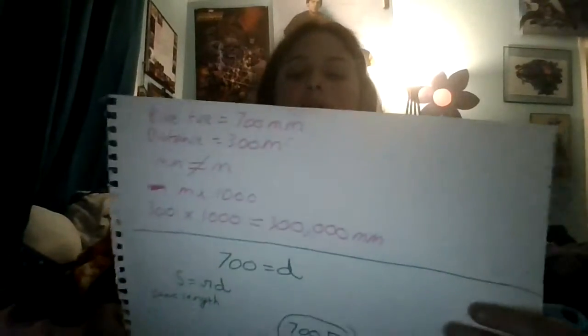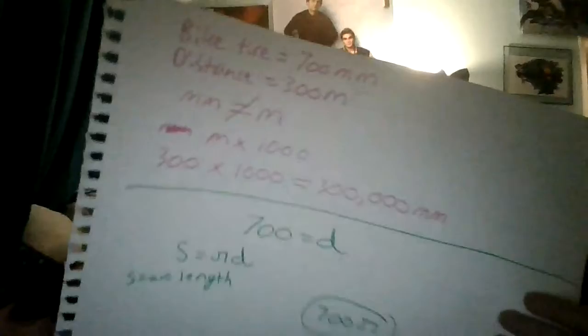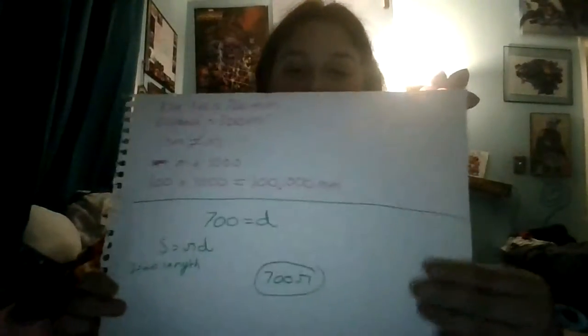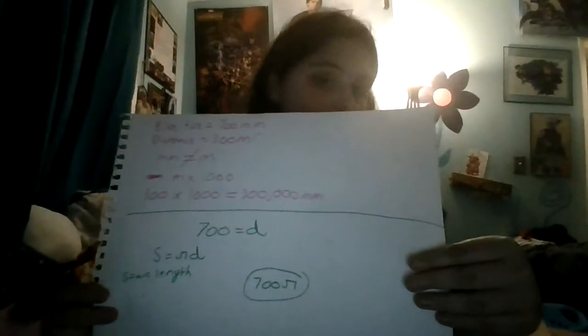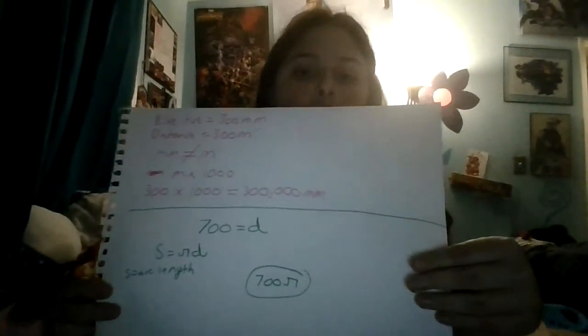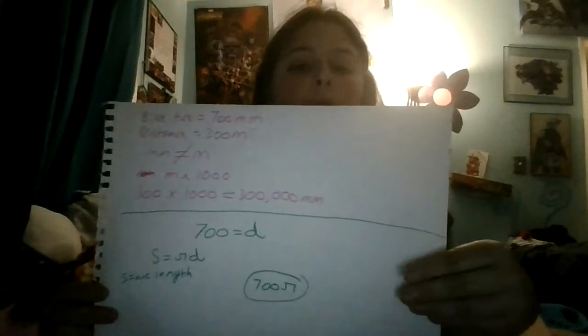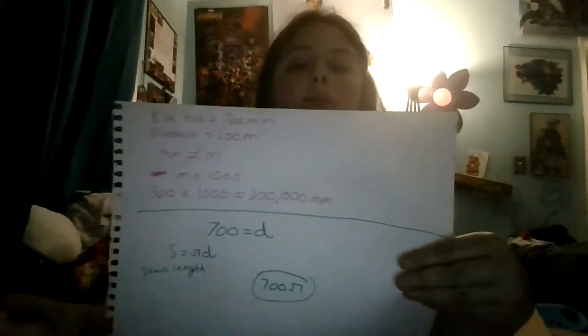Now my next step is to find arc length, which is going to be really helpful for our triple number line. So 700 is our diameter, so we only need to do S equals pi d. S equals arc length, of course, so we get 700 pi, super simple.